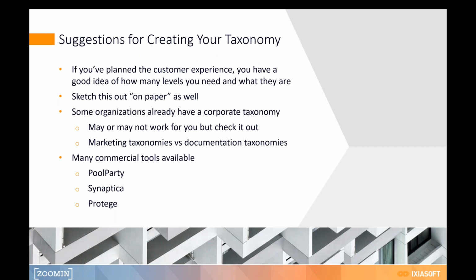So if you've already done your customer experience planning and you know where you would like your customers to start when they first come to your site, and then where they're going to go after that, and then where after that, then you probably already have a good idea of how many levels you need. Now, obviously you don't want to be forcing your customers to keep drilling down and drilling down. So you probably don't want a 15-level taxonomy. I would say somewhere between 4 and 7 levels is probably optimal. It's a good balance between specificity and usability.